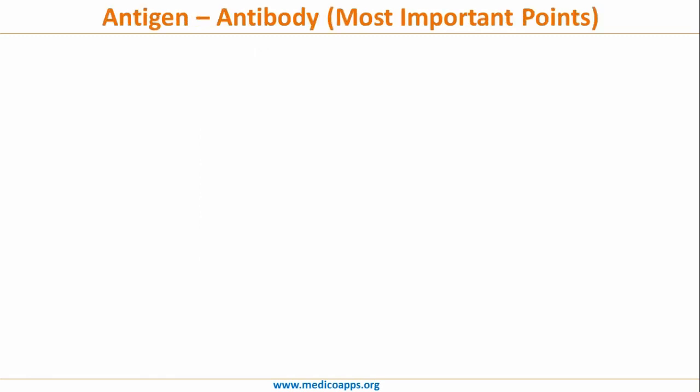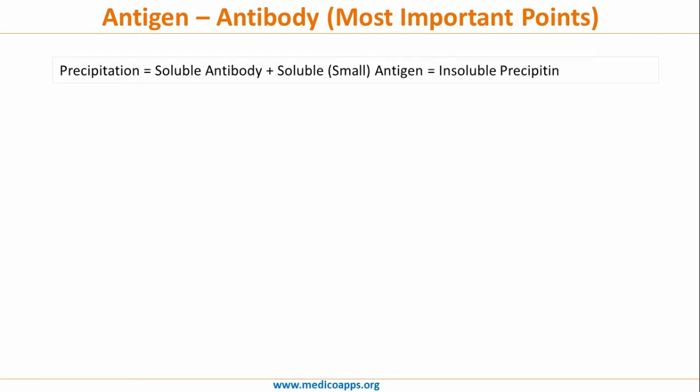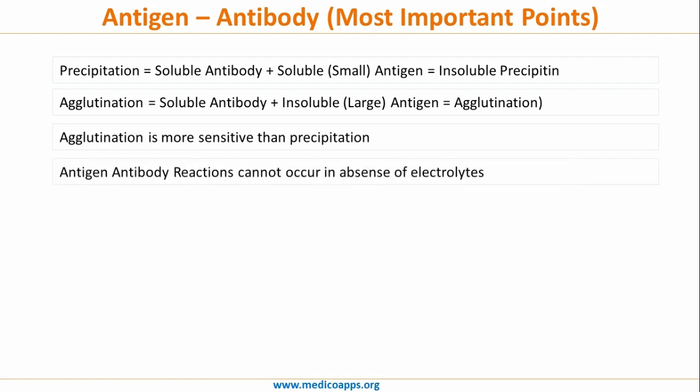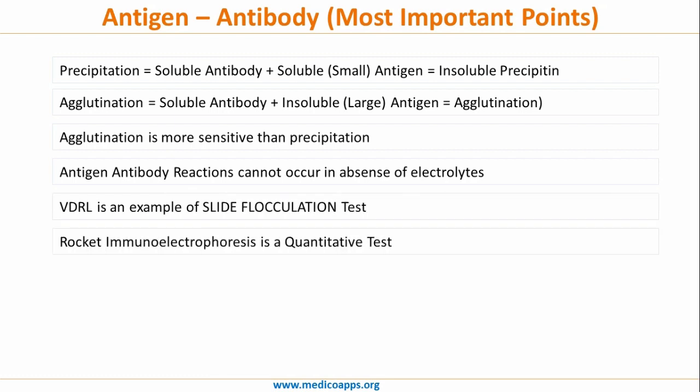Closing this topic with the most important points of antigen antibody reactions. Precipitation is a soluble antibody with a soluble or small antigen leading to an insoluble precipitate. Agglutination is a soluble antibody with an insoluble or large antigen leading to agglutination. Agglutination is more sensitive than precipitation. Antigen antibody reactions cannot occur in the absence of electrolytes. VDRL is an example of a slide flocculation test, and rocket immunoelectrophoresis is a quantitative test.